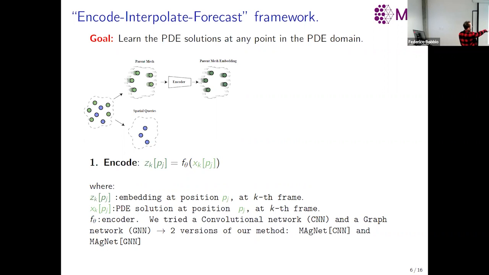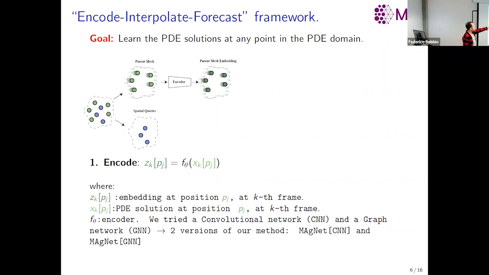I try to keep the colors to match the equations, but it doesn't matter that much. Basically, the K denotes the time, and the J denotes the position. So PJ is the location. ZK is the embedding at position PJ at K's frame, and you apply the encoder, which is a neural network, and you obtain your encoded information of the past PDE solutions.